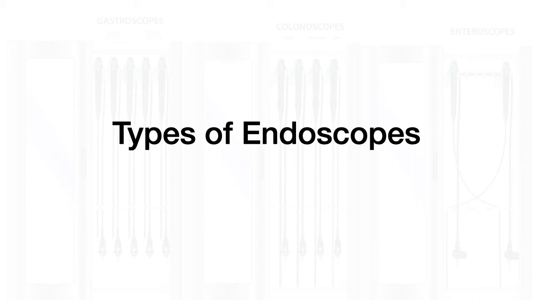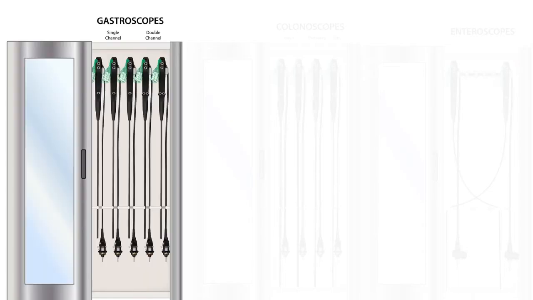Let us talk about the different types of endoscopes that we use in an endoscopy center. In order to find out, we should walk into the endoscope storage area where you find lots of different types of scopes. Here we go. Here is a cabinet that stores gastroscopes.